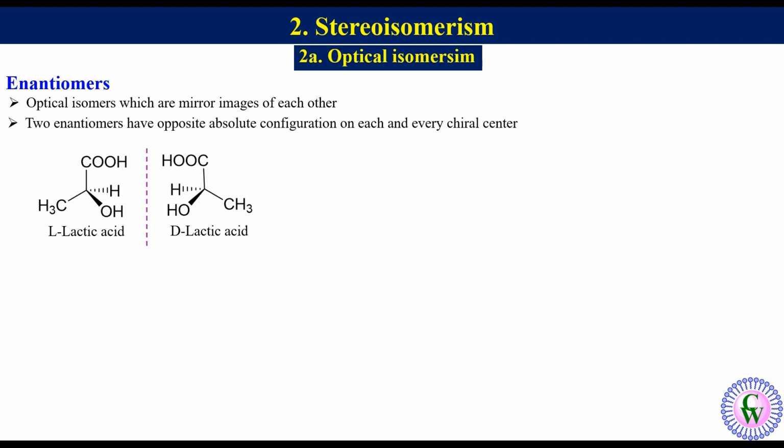So they are enantiomers. There is only one chiral center. L-lactic acid has S configuration while D-lactic acid has R. Thus, we can see that the two enantiomers have opposite absolute configurations.